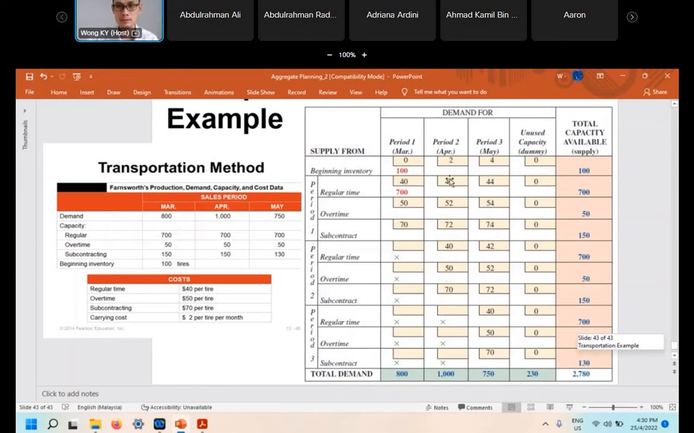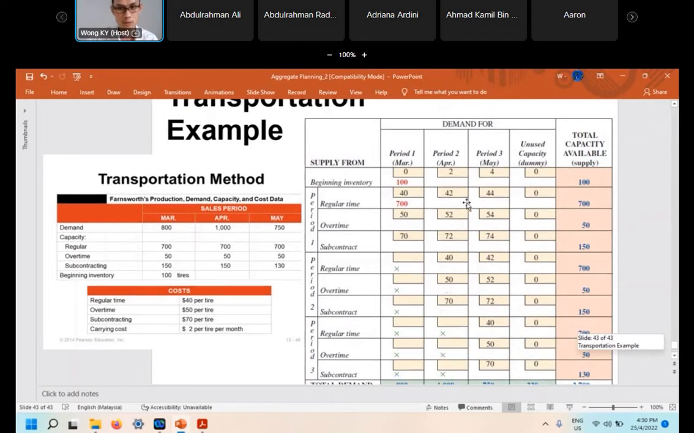Move on to the next cell. This cell has the next minimum cost. Is there anything we can assign here? No, because we already used up 700. Then go on to the next cell with the minimum cost, which is 44. Anything I can assign here? No, so nothing I can assign here. Then let's move on.